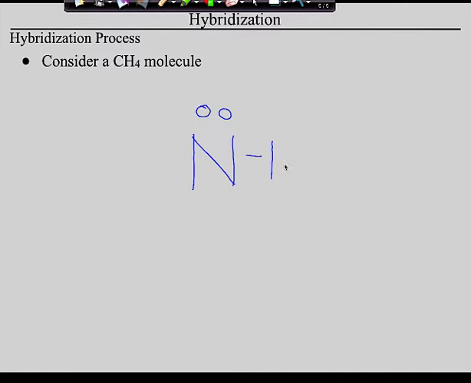Ammonia. What's the hybridization of the nitrogen? How many domains? Okay, so it's tetrahedral. Is this a domain? Yeah, it's not a bonding domain, but it's still a domain. So what is the domain geometry? Tetrahedral. So what's the hybridization? sp3. It just so happens that one of those sp3 hybrid orbitals is full.